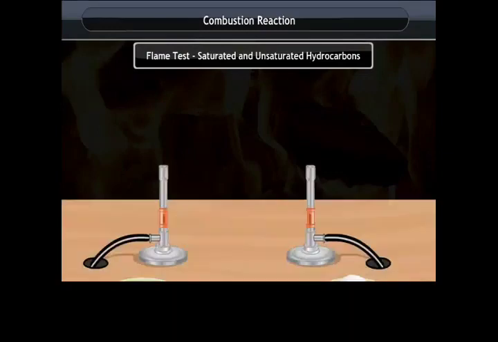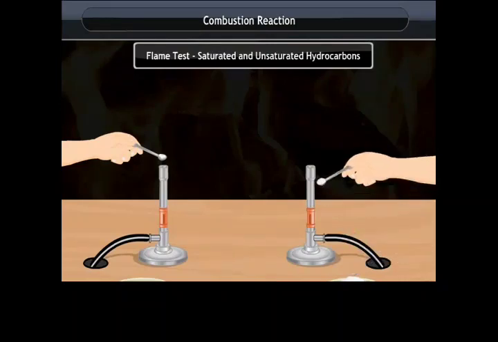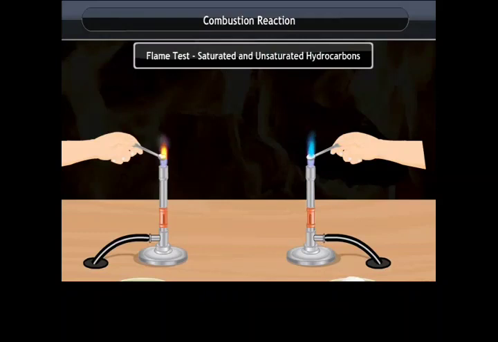Flame test. Saturated and unsaturated hydrocarbons. Let us do an activity. Take some carbon compounds, naphthalene and n-heptane, one by one on a spatula and burn them. Observe the nature of the flame and note whether smoke is produced. You will observe that naphthalene gives a yellow flame with lots of black smoke, while n-heptane gives a clean flame.